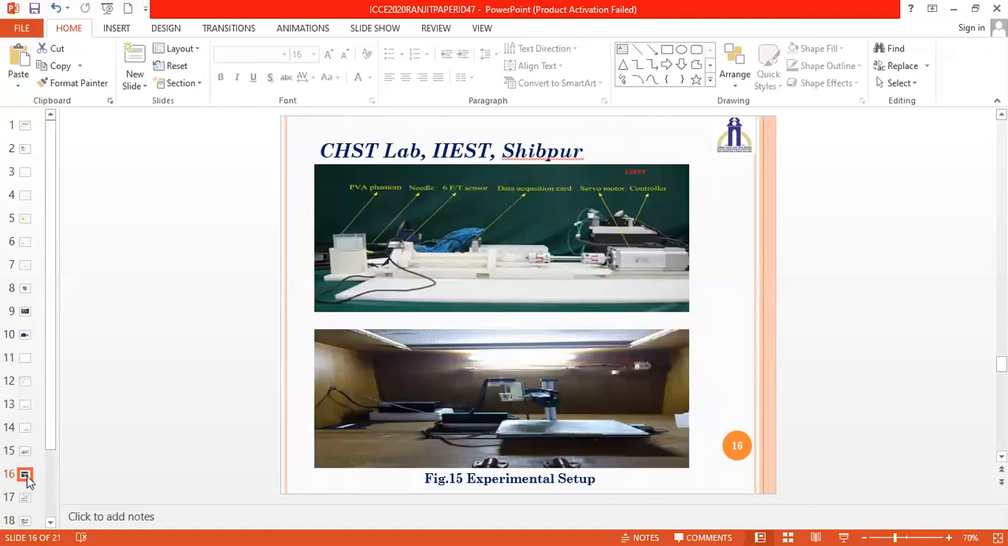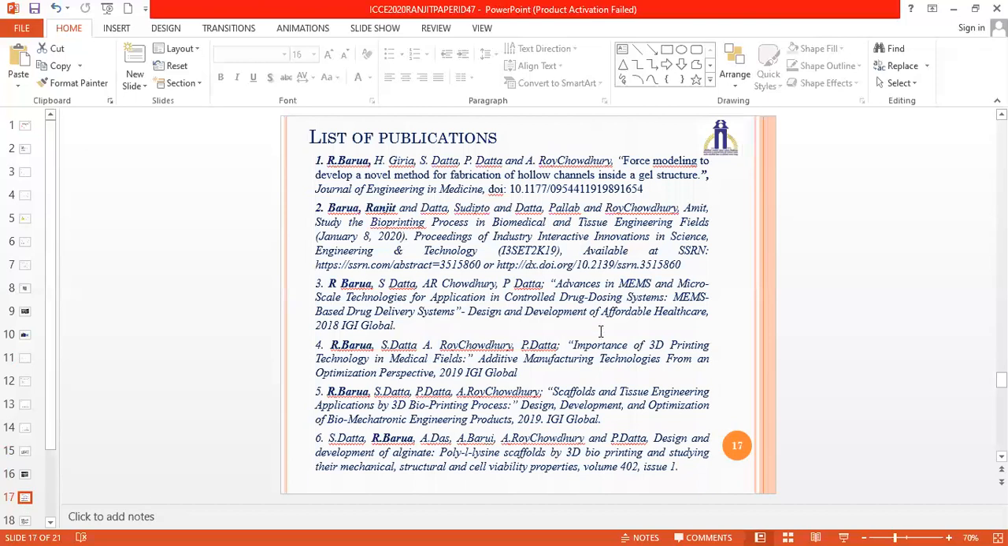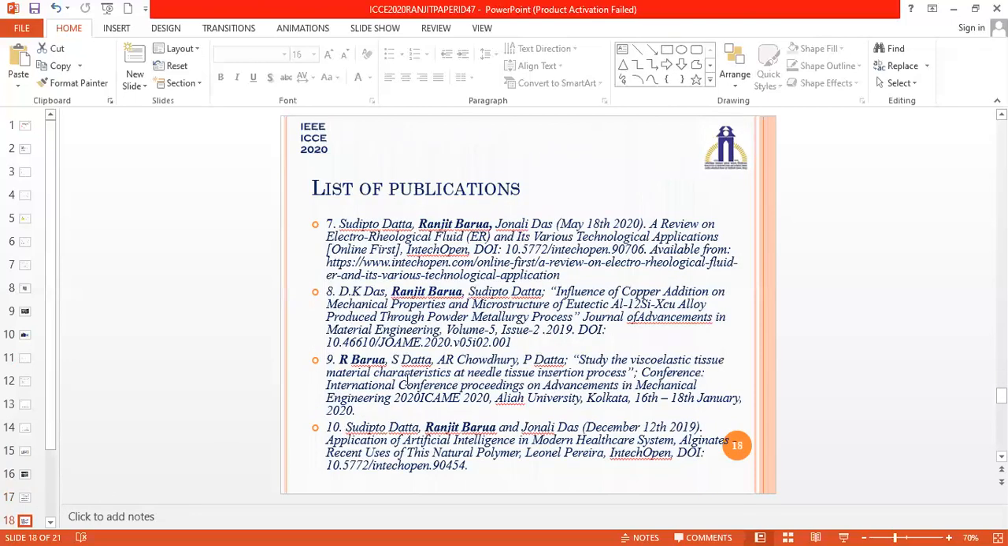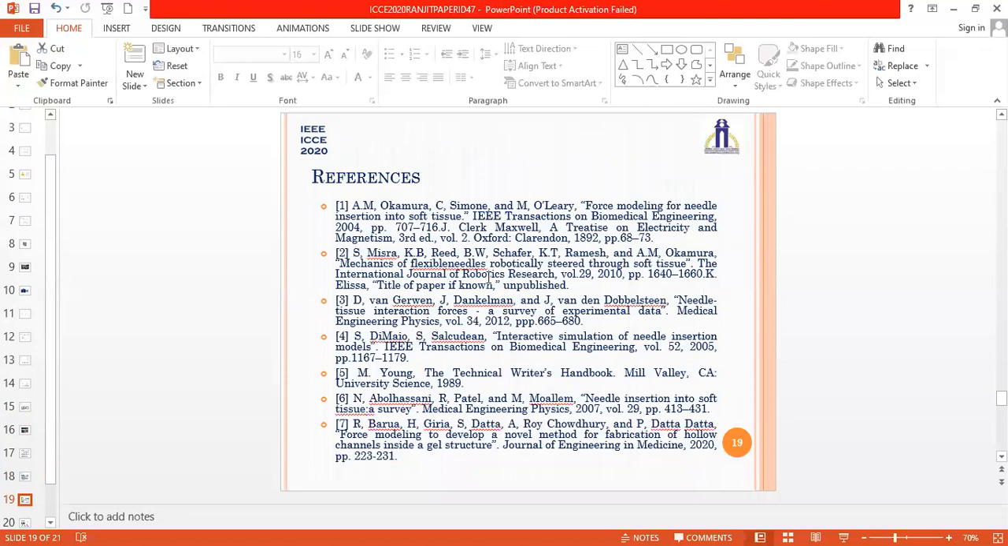This is my CHC lab, and the experimental model setup in my lab. The PVA phantom, needle, sensor, data acquisition card, and servo motor are all included, and from here I performed this work. And this is my list of publications: 5 first author publications and 4 second author publications. And these are my references for this work.